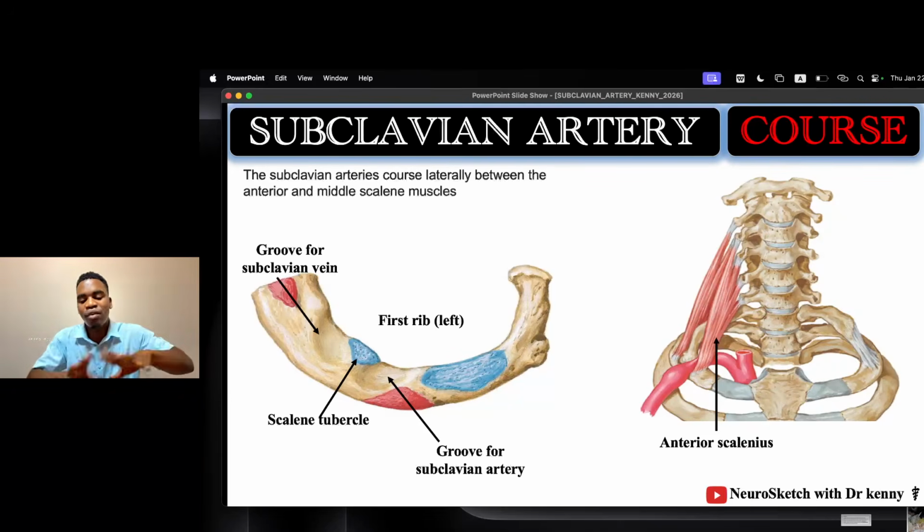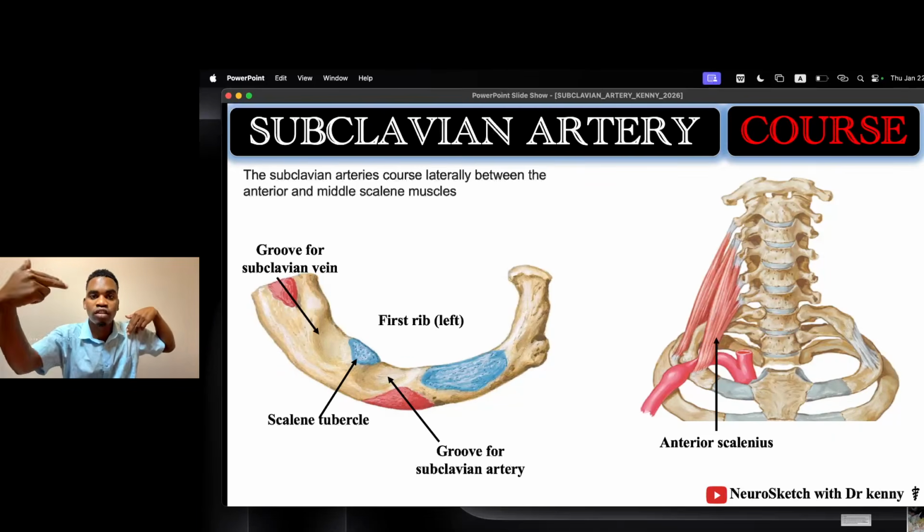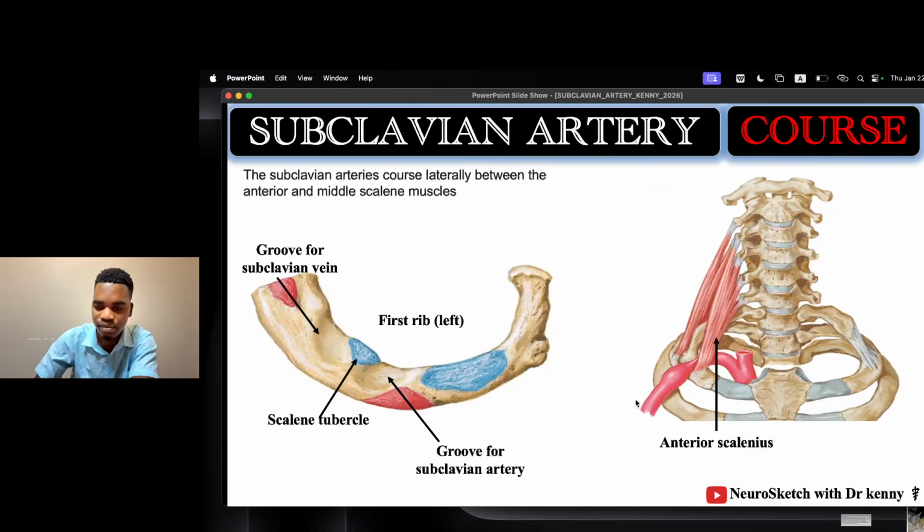That's how it courses. On the right side it's coming from the brachiocephalic trunk, but on the left side it's coming directly from the aortic arch. It is coursing laterally and passing above the first rib, and we have impressions on the first rib for these subclavian arteries. The subclavian artery is passing between the anterior scalenus and the middle scalenus.